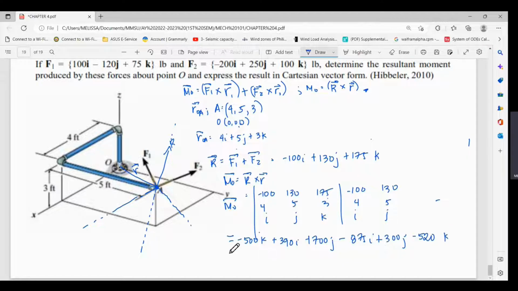Okay, so combining like terms, we have 390 minus 875. So we have negative 485. Negative 485I. Tapos J natin plus 1000J. Next for K, we have negative 1020K. Pounds. So this will now be the final answer.